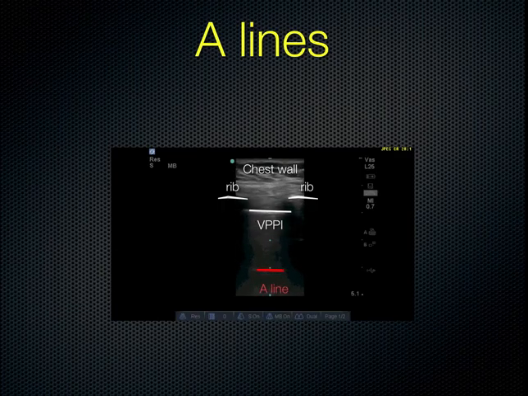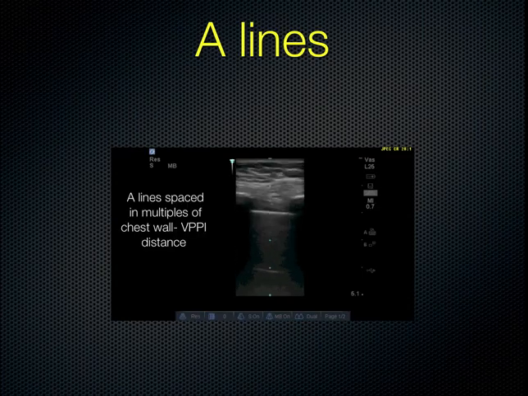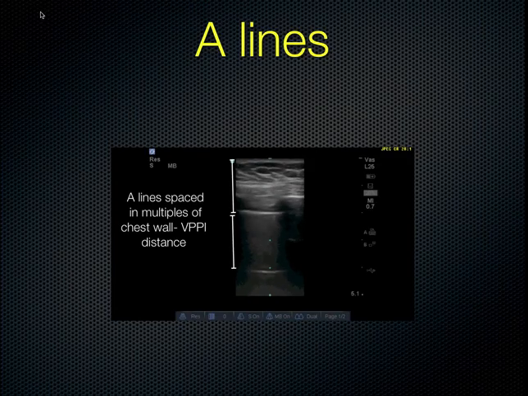What we have here are two rib shadows, the VPPI, which stands for visceral parietal pleural interface, and an A line, which is a reverberation of the VPPI. Also, you'll note that A lines are spaced in multiples of the chest wall to pleural line distance. You will see this orientation and distance repeated deeper and deeper. If you have a deeper picture, you'll be able to see repetitions of this at the same distance.